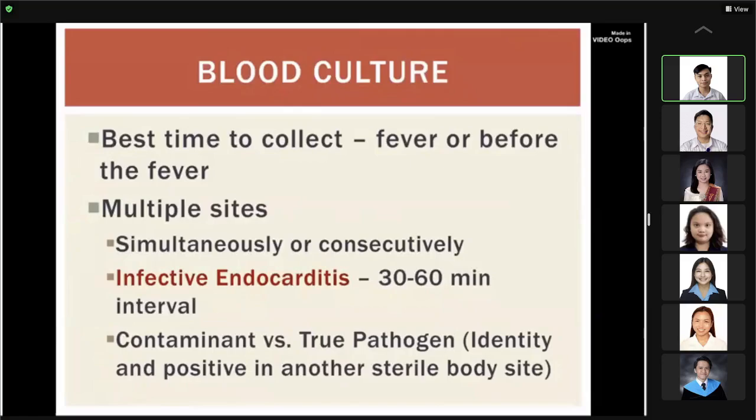Next, blood culture. The best time to collect blood for culture is when the patient is febrile or before the fever. Commonly, you will receive a request for collection of sample from multiple sites, at least 2 sites. It can be collected simultaneously or consecutively. Consecutively, such as in patients with infective endocarditis, and the typical interval is 30 to 60 minutes.